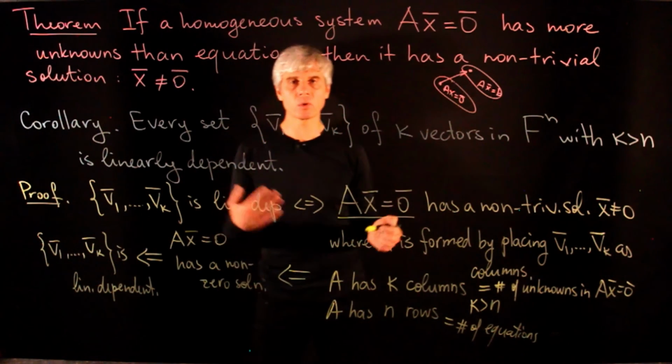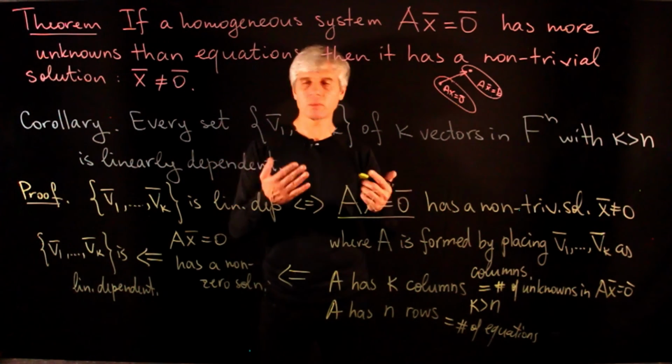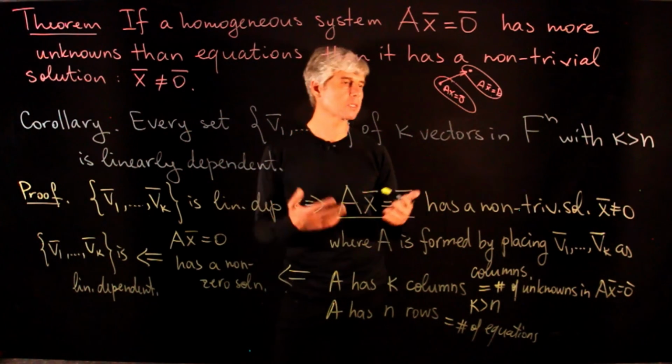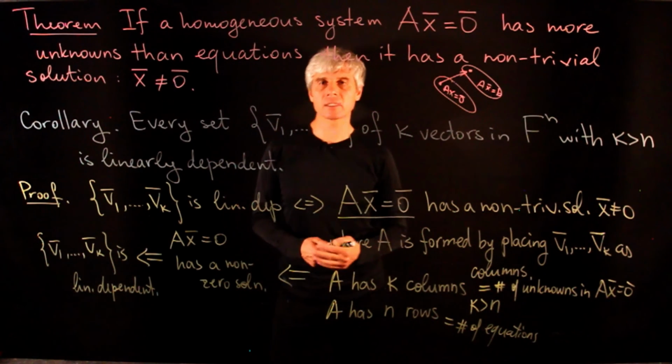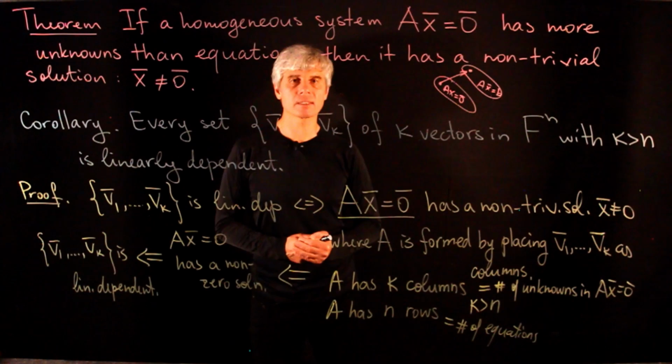So if you ask such a question, then you don't need to do the calculations that we did before, right? In this case, we can just apply this corollary and conclude that automatically this set of 5 vectors in F3 is linearly dependent.